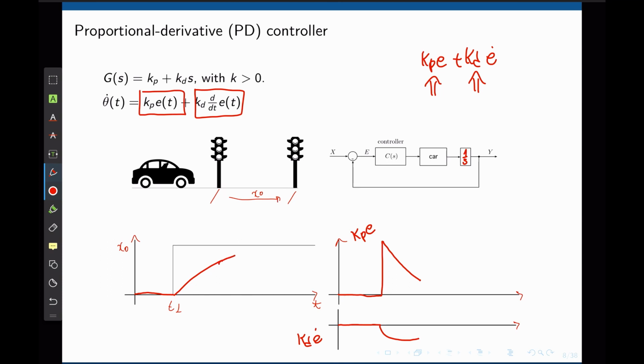The car can slowly approach the desired position and actually stop before the second traffic light. The error slowly tends to 0 and the car can stop without any overshoot. At a steady state, the error is constant, and the derivative of a constant is 0. We can immediately conclude that the derivative gain has no influence on the steady state value of the system or on the steady state error, because the derivative of a constant is always 0.